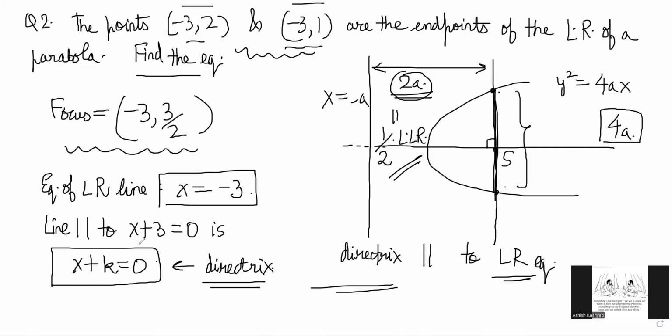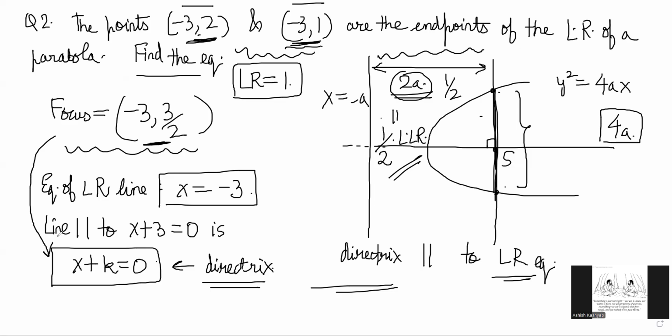So here, what we know is, since the endpoints of the latus rectum are known, the length of the latus rectum is the difference between these 2 points. The distance between these 2 points is 1. So the latus rectum has length 1. So therefore, 1/2 of that, which is half, is the distance between these two parallel lines, right? So what we can say now is, from the focus, if you drop a perpendicular to this line, the distance should be equal to half, right?